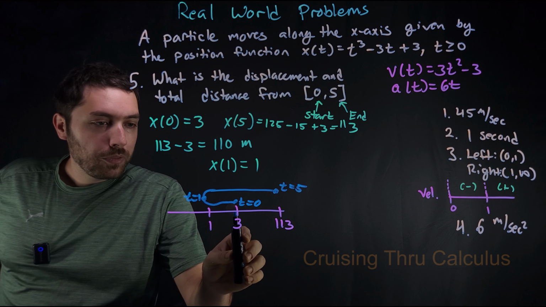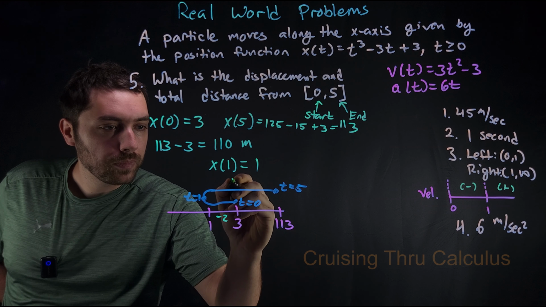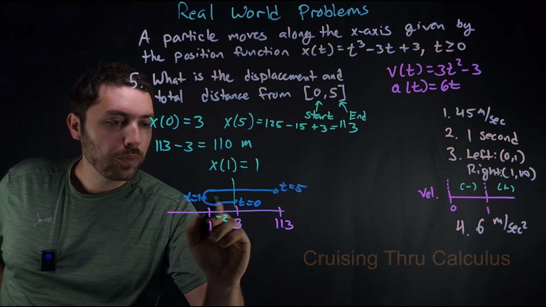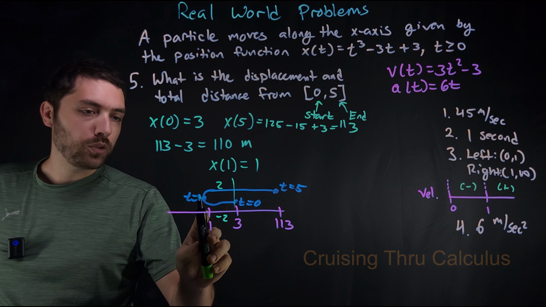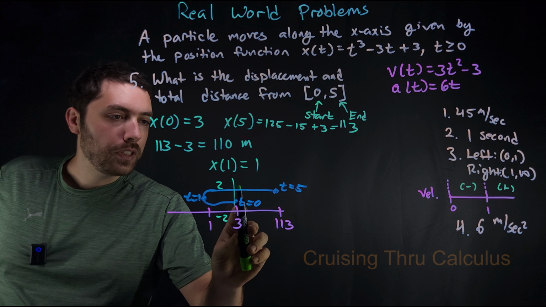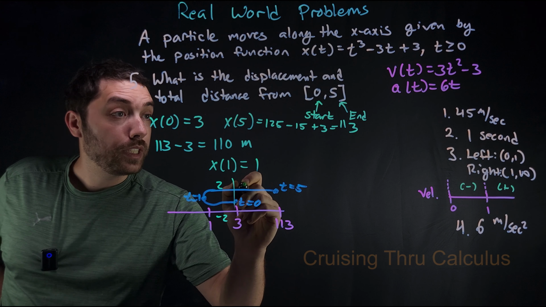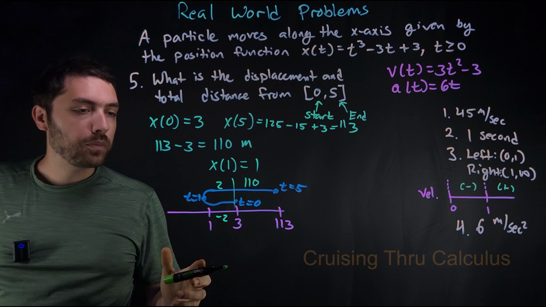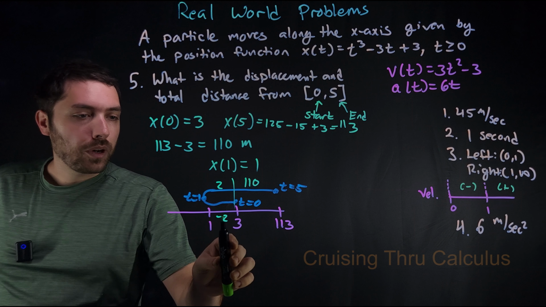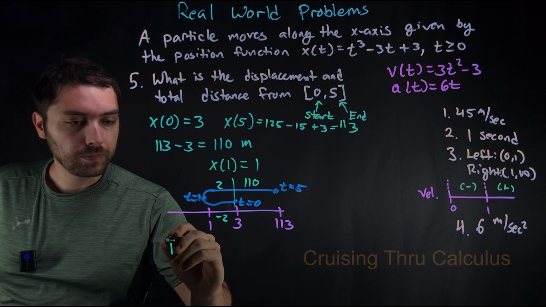You see, when we went from 3 to 1, that means the displacement was negative 2. Then he had to re-travel that distance back from 1 to 3 again. So the displacement between 1 and 3 is 2. And then from this point onward, we are going to get a distance of 110. Right? The displacement from our starting position to our ending position. So all we have to do is make sure all of these are positive and then add them together, and that will be our total distance.